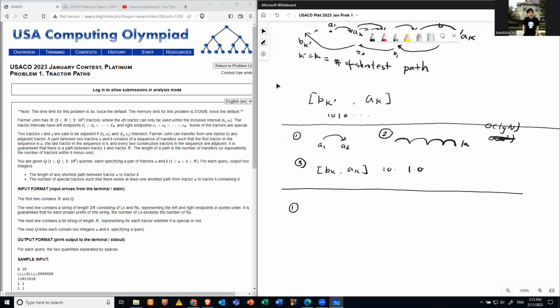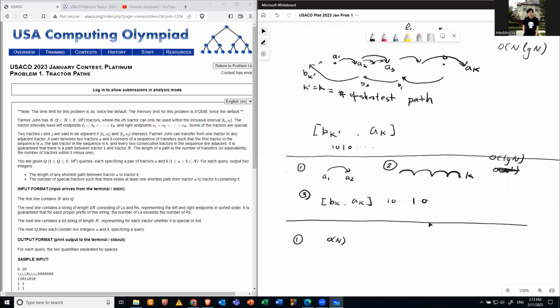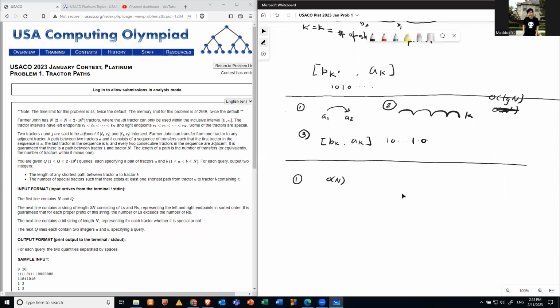Since it's two indexes, this is one pass, O of n. You do the same for A and you do the reverse for B. So this is O of n. Okay, that's easy.